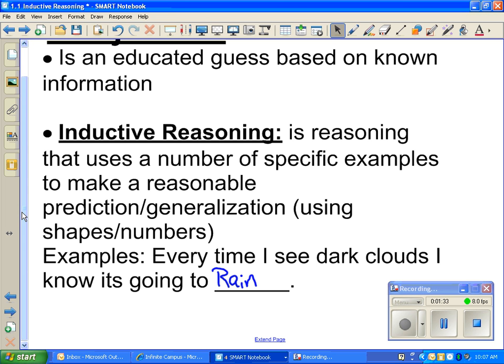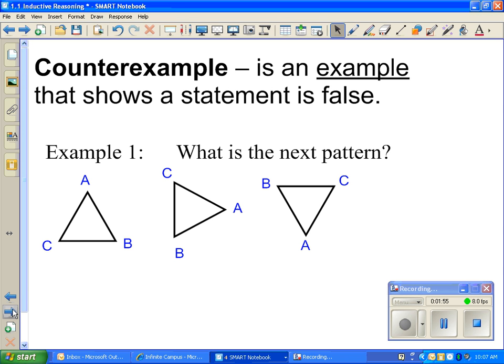Experience. Very good. All right? By experience, I know when it gets dark, it's going to rain. Does it always rain? No. So my guess can sometimes be wrong, right? It works for the most part, but not always. So not the best conjecture, but sometimes it does work. My goal is to come up with the conjectures that always work, okay?